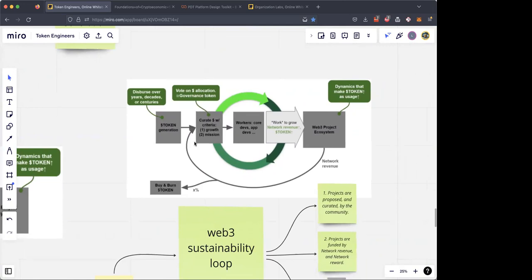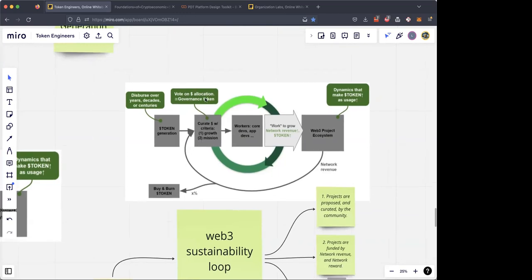You have token generation. Then you have a governance system. This is up for debate what that governance system is. It says vote on dollar allocation. I'd say do something else on governance. But basically curating how that money is spent on the growth and the mission. The workers, they do the work, the devs, the designers, the engineers who do the work. And once you do that work, the network revenue goes up, the value of the token goes up, and that feeds into more money to be spent.